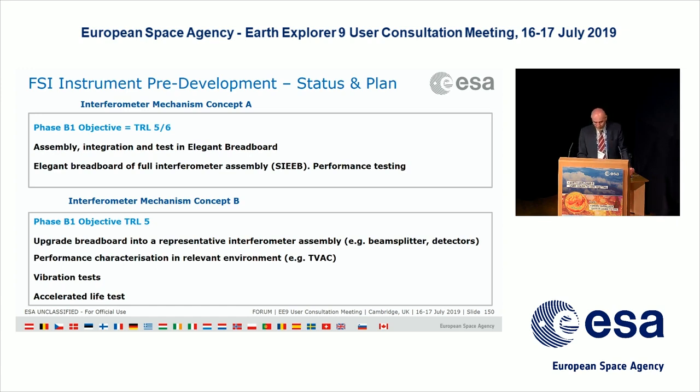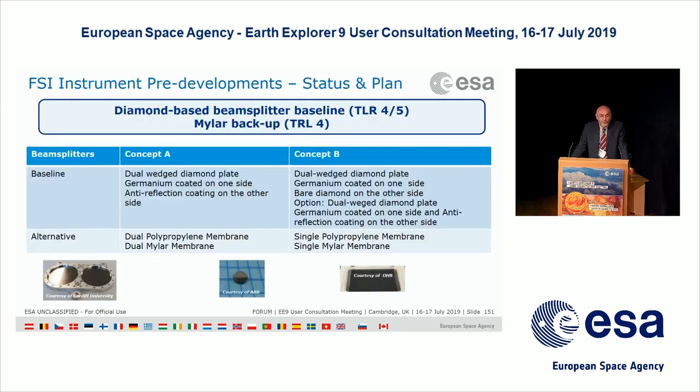For what concerns the beam splitter, pre-developments have addressed different technologies, leading to the selection of a baseline for both concepts that has been raised to TRL 4 to 5. Dedicated pre-developments have also been conducted on alternative technologies. As mentioned by Charlotte, the selected baseline consists of a dual wedge diamond plate with germanium coating and anti-reflection treatment on the other side for concept A, while for concept B, the other side consists of bare diamond, with an option to also assess the performance with an anti-reflection treatment.